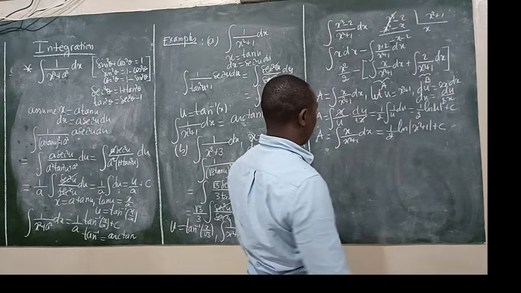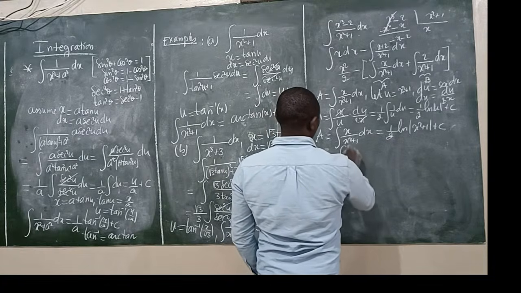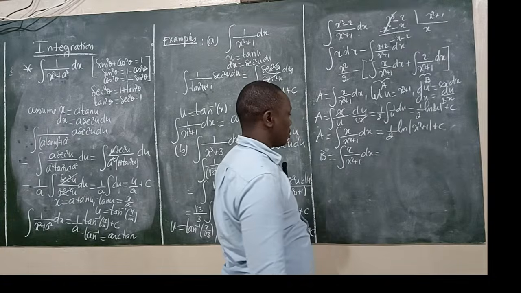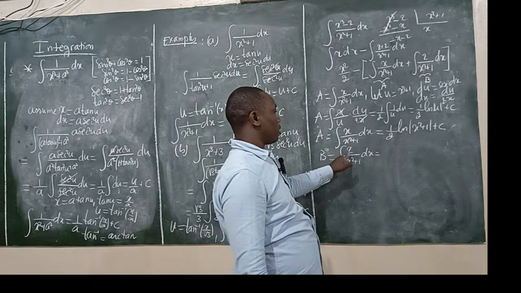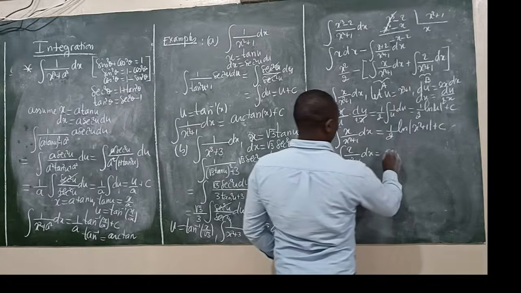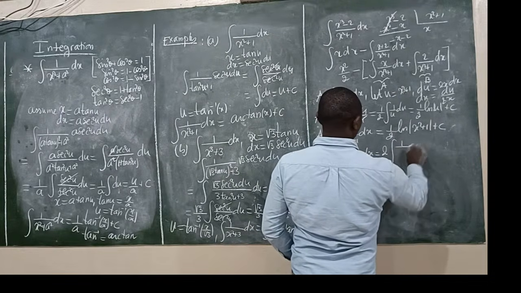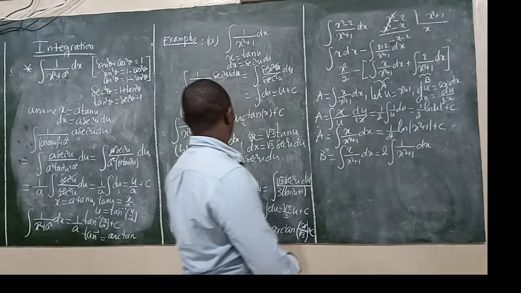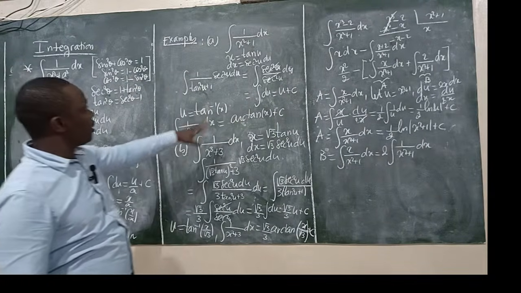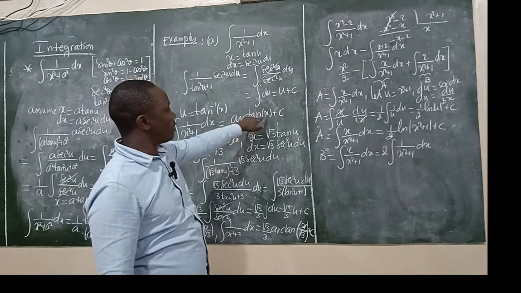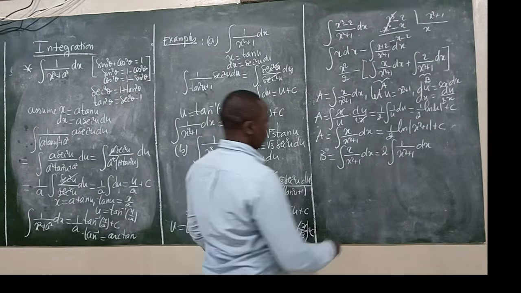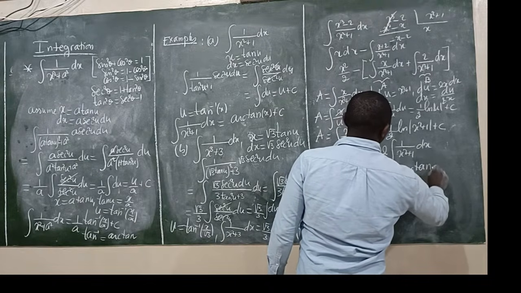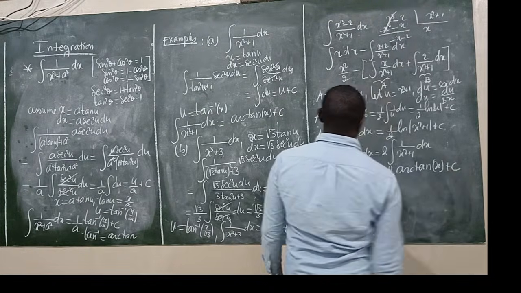What about B? B is the integral of 2 by x squared plus 1 dx. As we saw, we take this 2 out of the integral sign, to stay with 1 over x squared plus 1 dx. We saw it here. This integral is the arctangent of x. That's why this is going to be 2 times arctangent of x plus c.